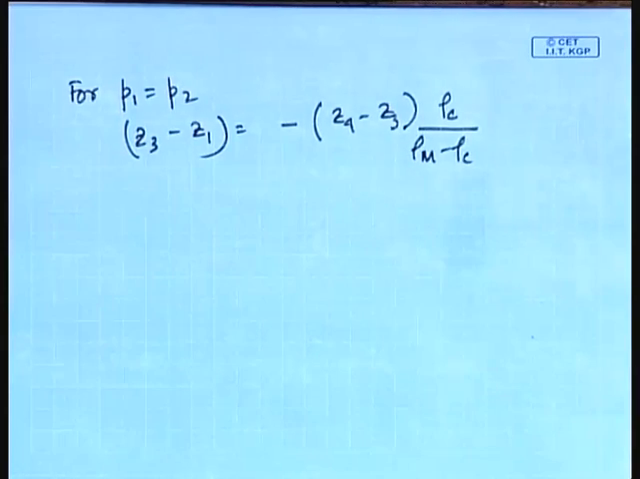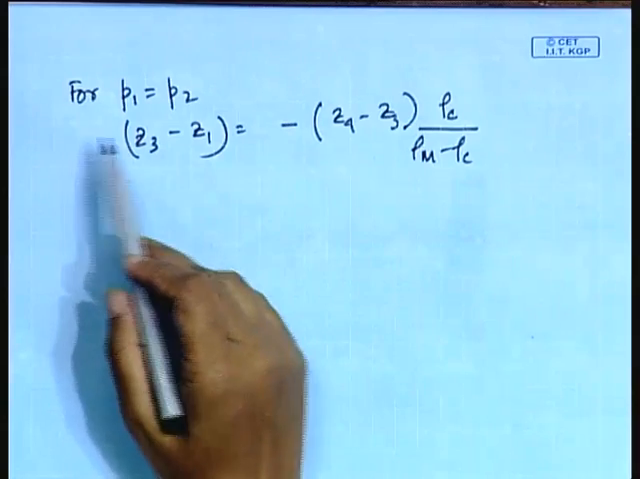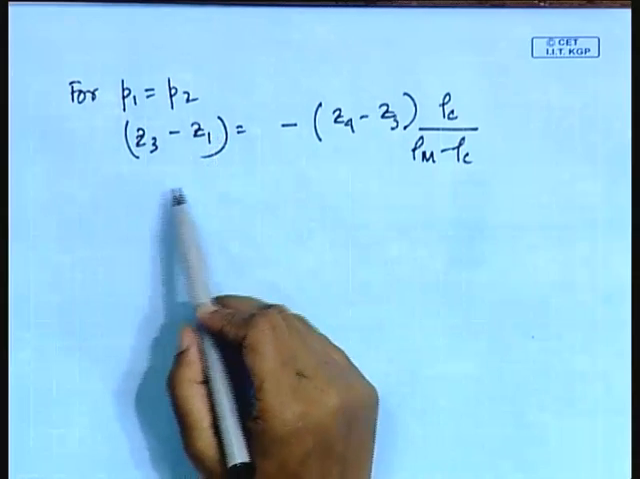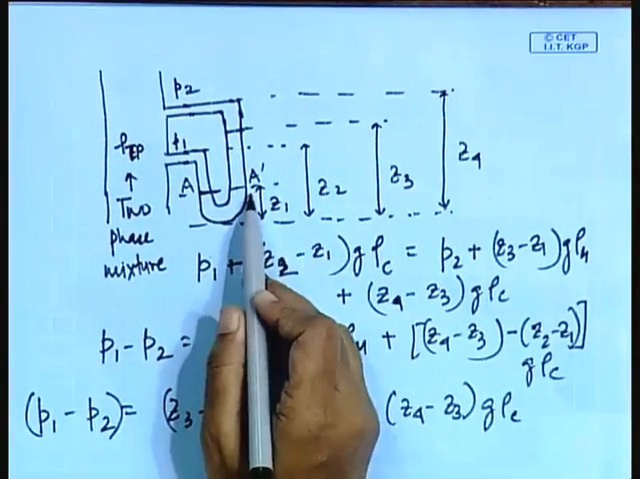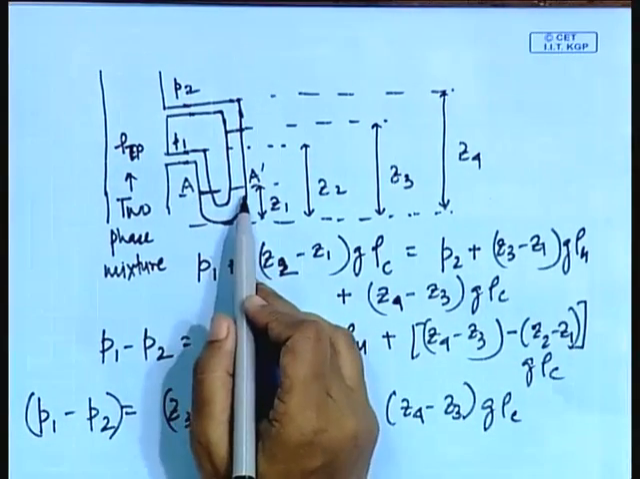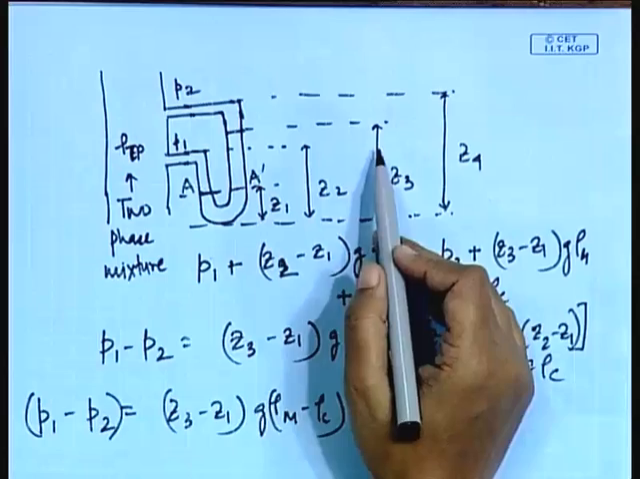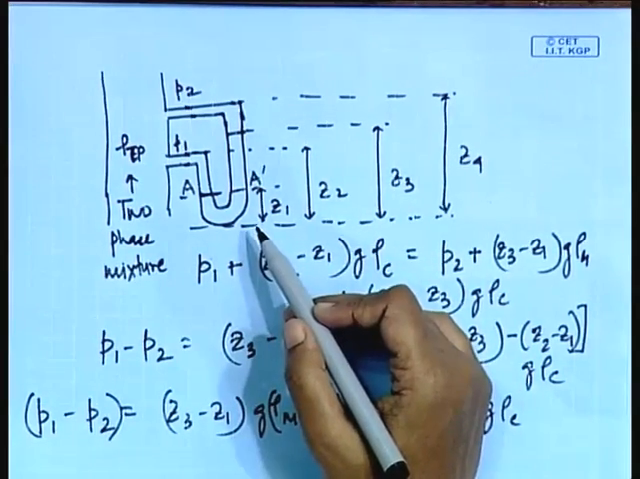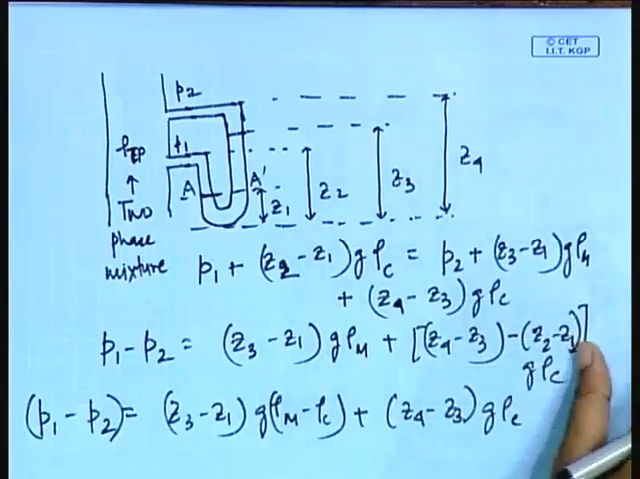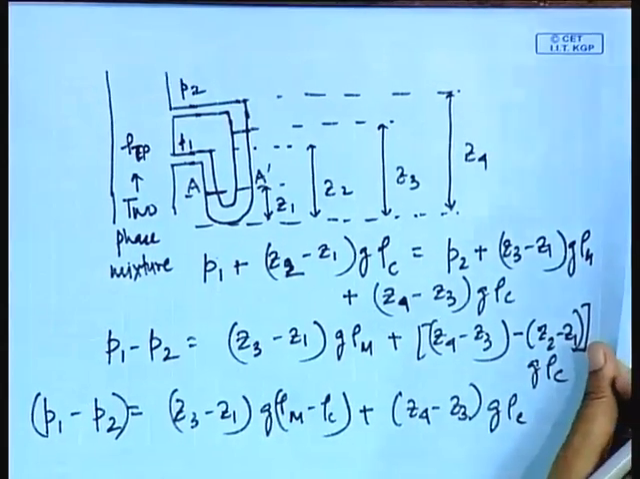Okay. So, therefore, what do we find from here? If P1 equals P2, then in that case, what do you find? Normally what should have happened? Both the manometer levels should have been the same, or in other words, Z3 should have been equal to Z1. That you have observed when you have measured the pressure drop for water flowing through pipes. Isn't it? It's something very common that you have seen.